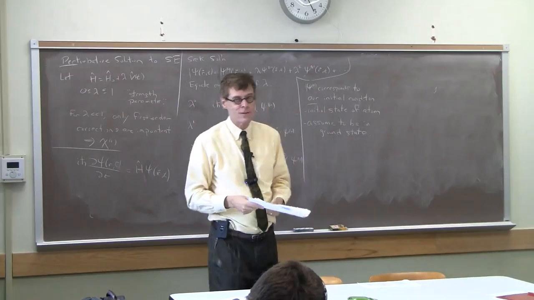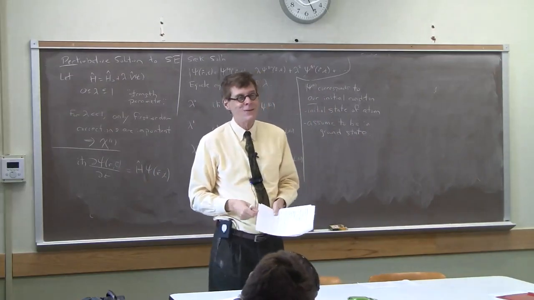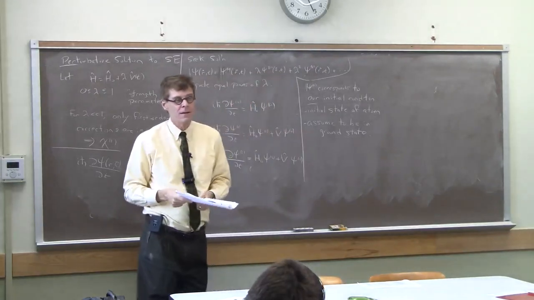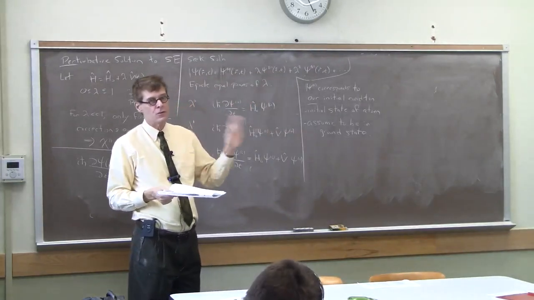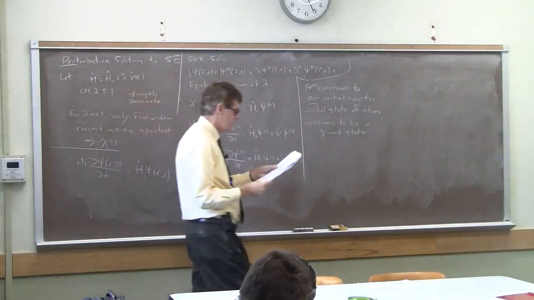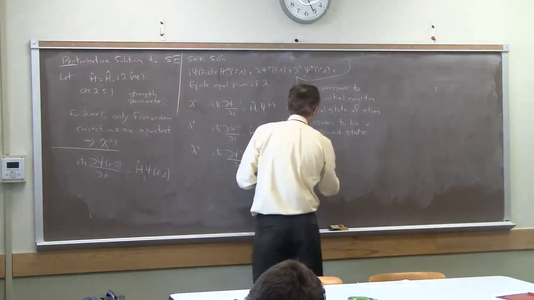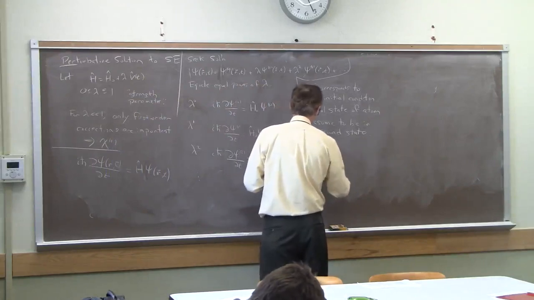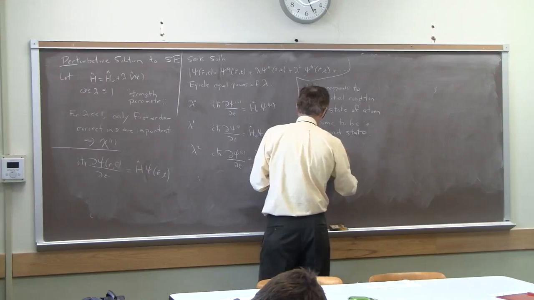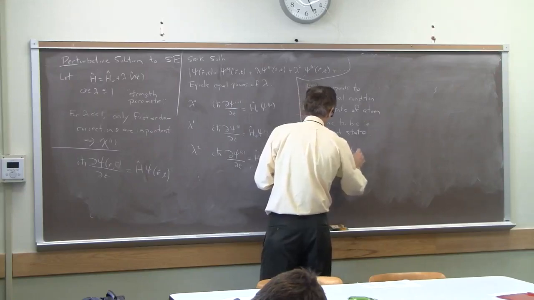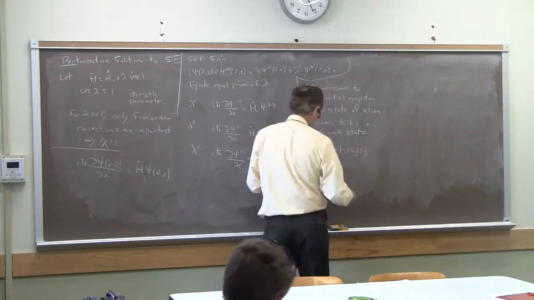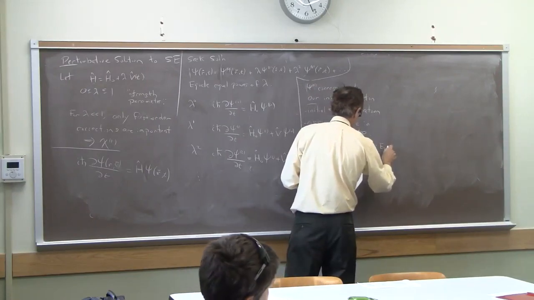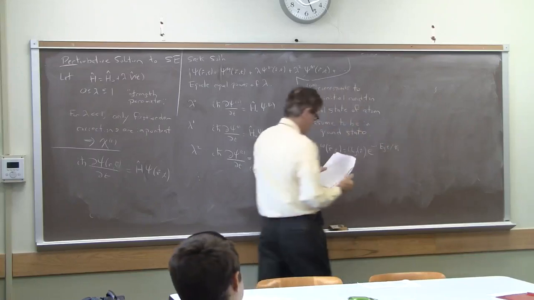Some of you are laser physicists. You know how to prepare an atom that's not in the ground state. It's called population inversion. But let's assume that the atom starts off in the ground state. So let's take psi zero of r and t is u_g of r e to the minus i E_g t over h bar.